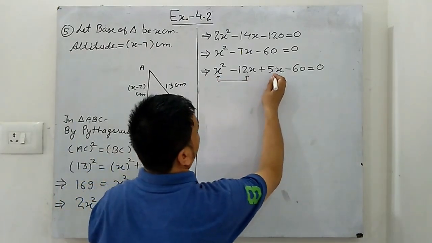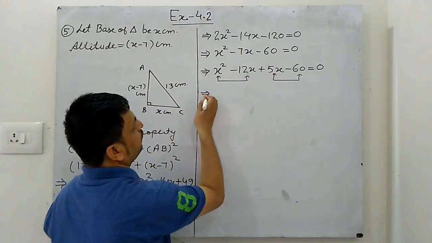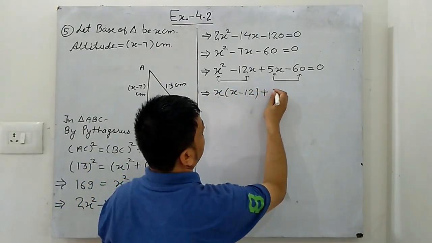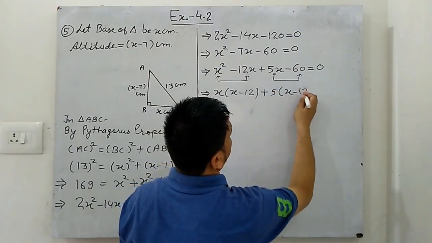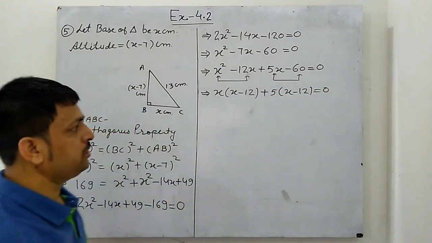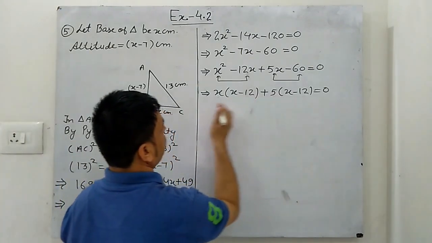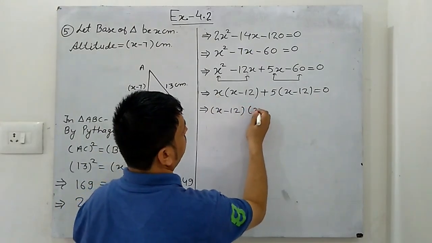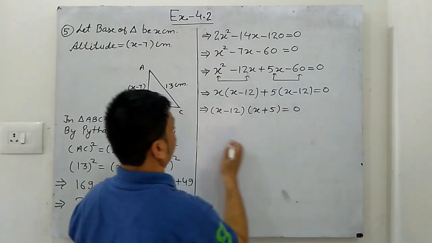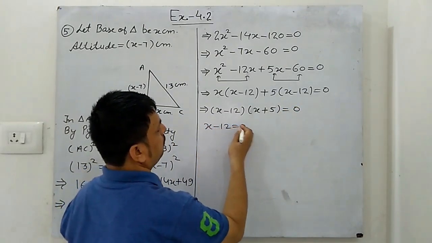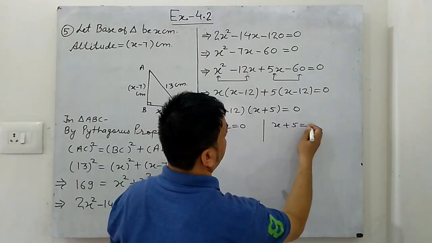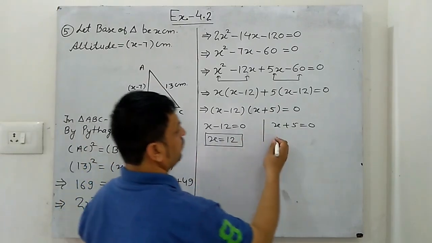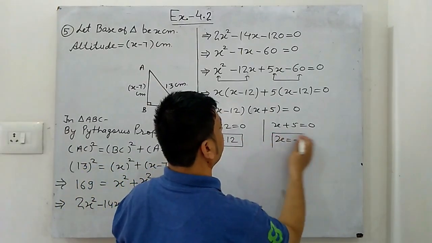We can make pairs of first two and last two. In first two, x is common, so it will be x minus 12. Now plus 5 is common, so it is x minus 12 equal to 0. Is it clear? Now x minus 12 is common. So remaining will be x plus 5 equal to 0. So x minus 12 equal to 0 and x plus 5 equal to 0. From this the value of x will be 12 and from this the value of x will be minus 5.